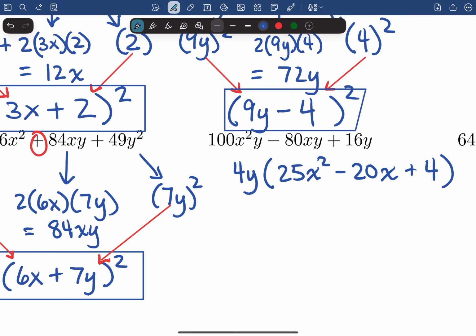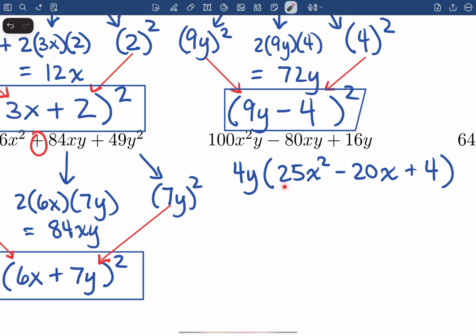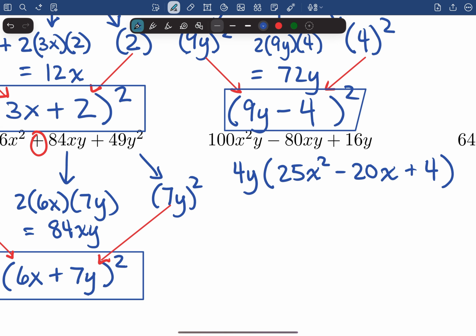And you'll say, am I done factoring? And the answer is, well, no, because inside it looks like we have a perfect square trinomial. Let's confirm. I see a perfect square, 25 is 5 squared. And I see a perfect square on the end. It's 2 squared, right? 4 is 2 squared. And so let's see, is this truly a perfect square trinomial? Well, I'll rewrite 25x squared as (5x) squared. And I'll rewrite 4 as 2 squared.